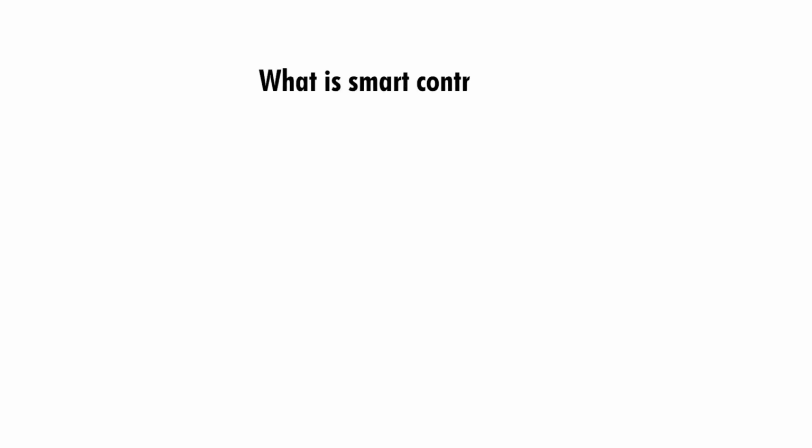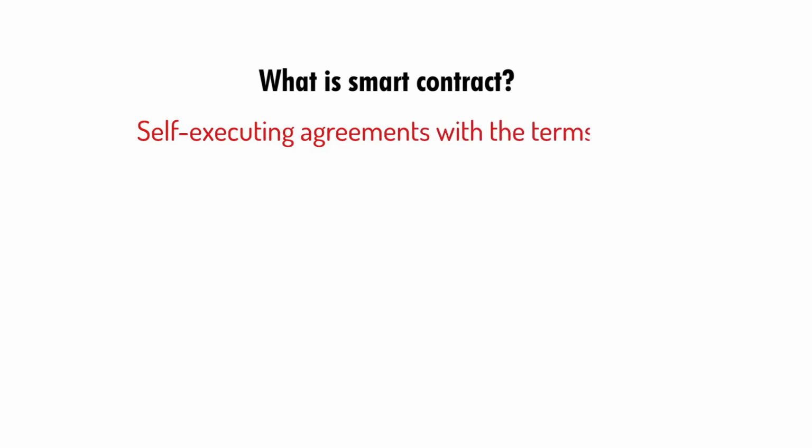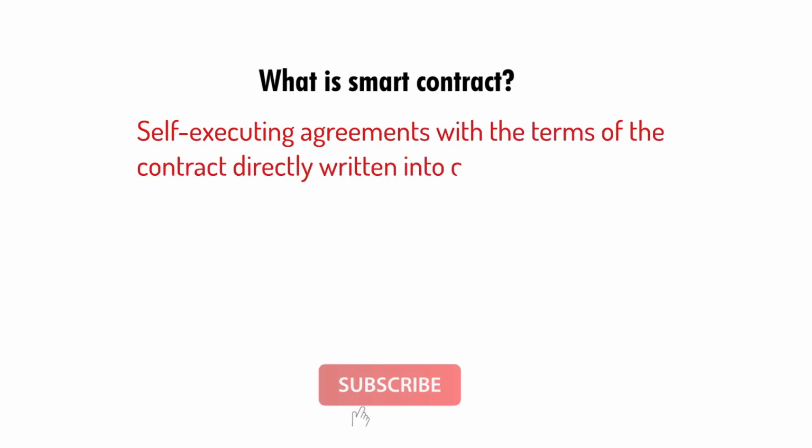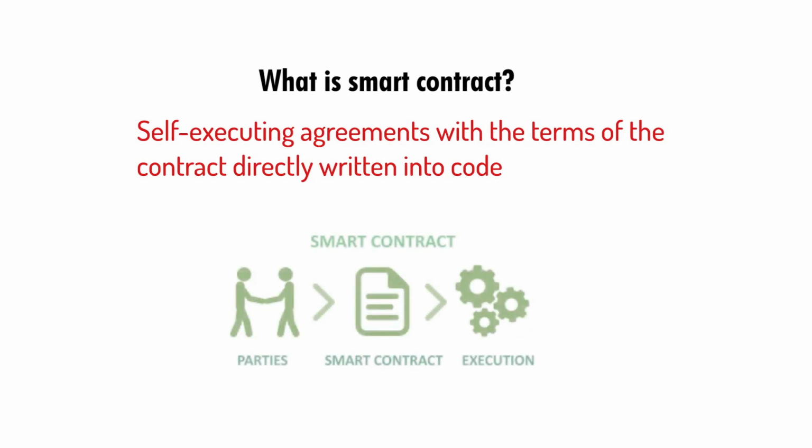First, take a look at what a smart contract is. Smart contracts are self-executing agreements with the terms of the contract directly written into the code. They are computer programs that automatically execute and enforce the terms and conditions of the contract without the need for intermediaries. Smart contracts operate on a blockchain platform, most commonly on Ethereum, although they can be implemented on other blockchain networks as well.